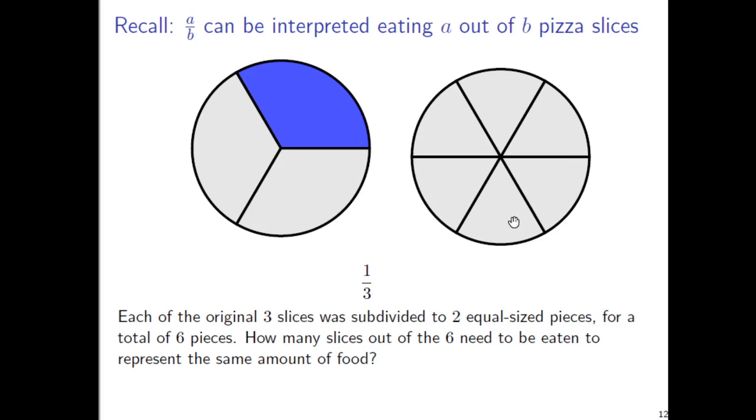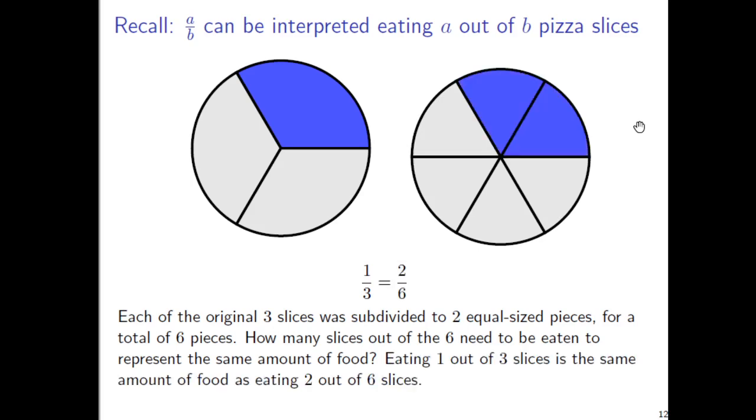Now, how many slices of this out of the 6 will you need to be eating in order to get the same amount of food? Well, keep in mind each of the slices now, if there used to be 3, now there's 6. Each of the slices is smaller, so in terms of number of pieces, that number is going to have to increase, right? Even to just get the same actual amount of food. So for the same amount of hungry, you're going to need to eat 2 out of the 6 slices. That will be the same amount of food as 1 out of 3 slices. So you see here now the picture representation side by side of 1/3 equaling 2/6.